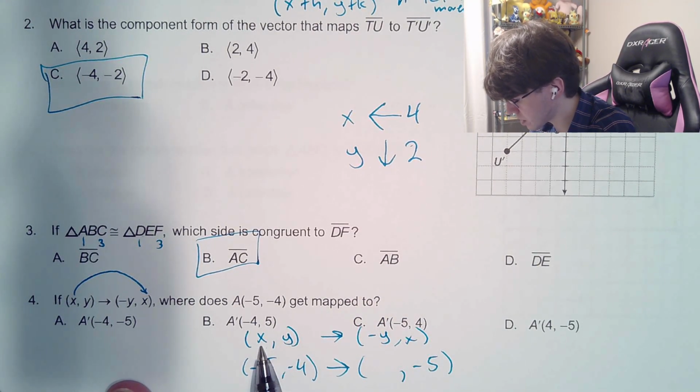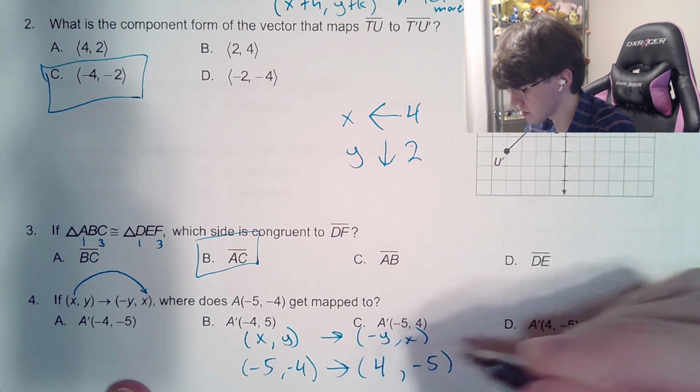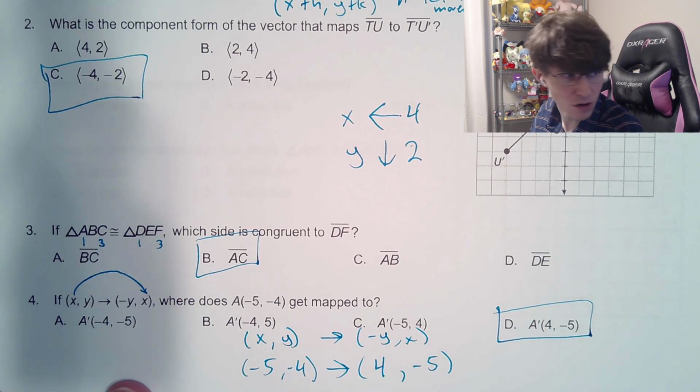So again, our x value became the y value. And then over here, the old y value, negative 4, becomes the x value, but it has another negative in front of it. A negative of a negative is a positive. So that's a big idea there. A negative of a negative is a positive. So 4 comma negative 5 is our correct final answer to this question.